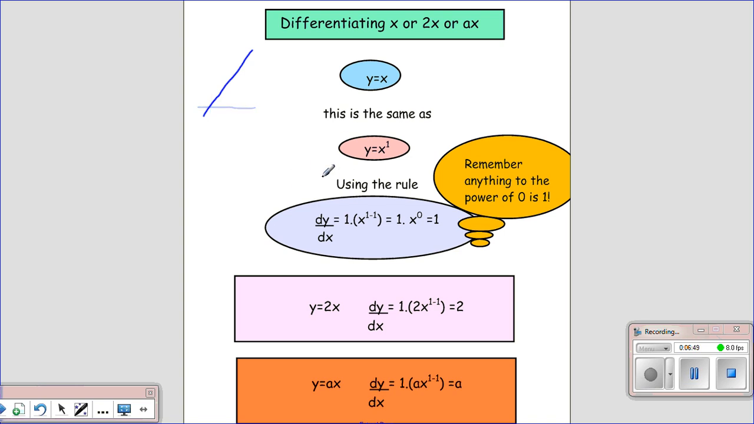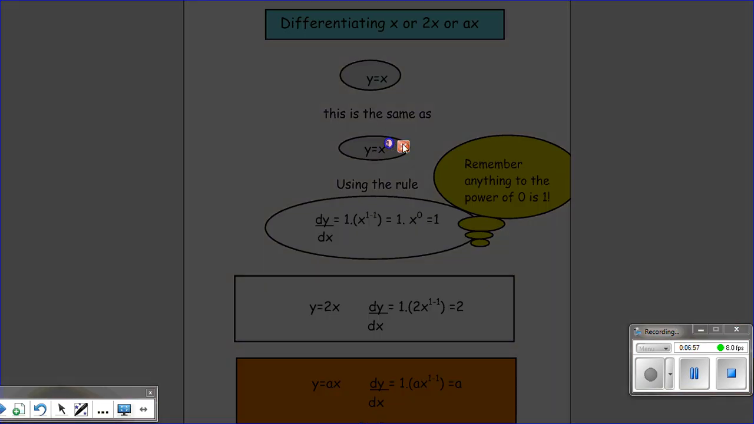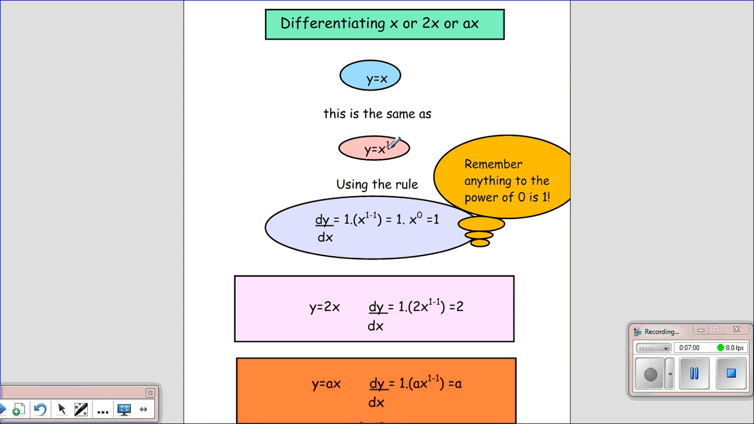So let's see what happens when we differentiate using the rule. Y equals x is absolutely the same as y equals x to the power of 1. And so what we're going to do, as before, we're going to take that 1, we're going to multiply by the 1 when we differentiate, and then we're going to take 1 away from the 1. 1 take away 1 gives us 0, and then anything to the power of 0 is just 1, and 1 times 1 will give us 1. So we get that the gradient equals 1.